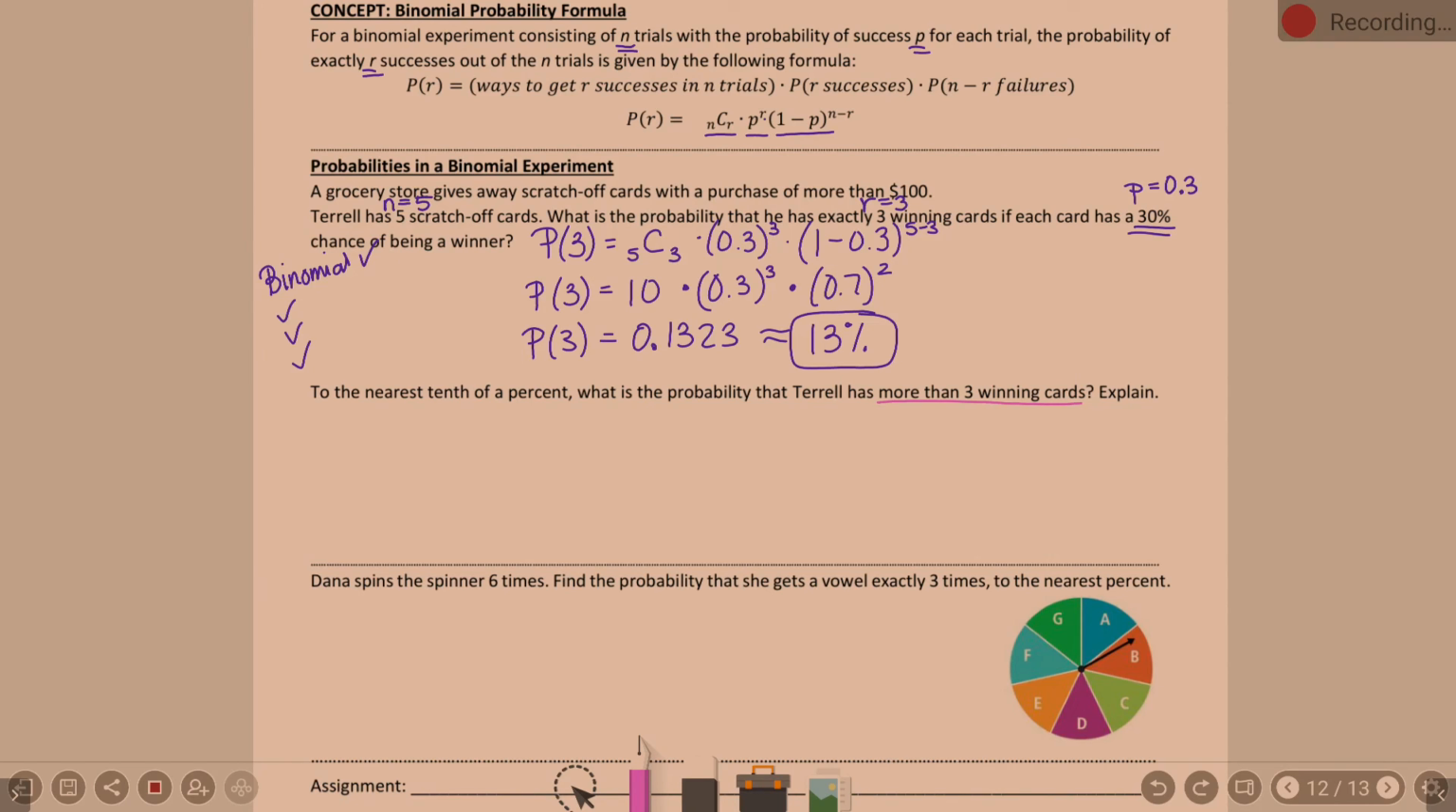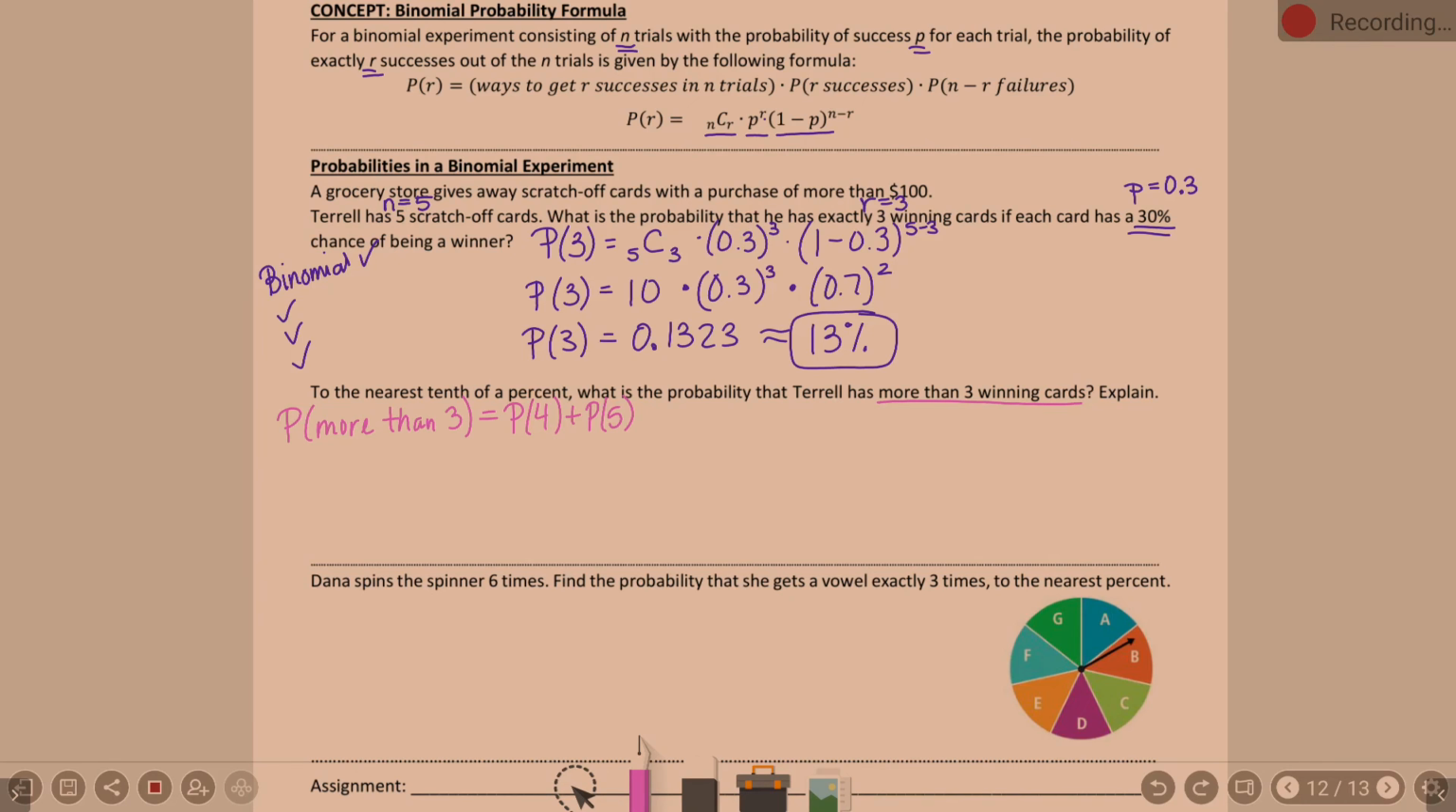Okay, guys, in this situation, when it says exactly 3 winning cards, piece of cake, we're finding P of 3. In order to do probability of more than 3, you have to do a little bit of extra work. Calculator's going to be our friend, though, because we have to do probability of 4 plus probability of 5. So the formula will not allow us to do 3 or more at one time. You have to find the individual pieces. So you're going to use the formula to find probability of 4, and the formula to find probability of 5, and then you're going to have to add those. Okay?